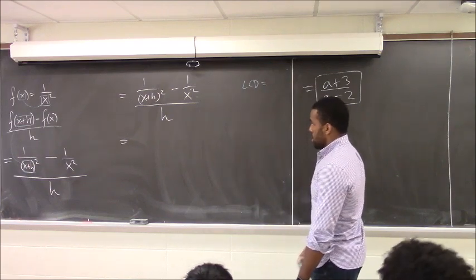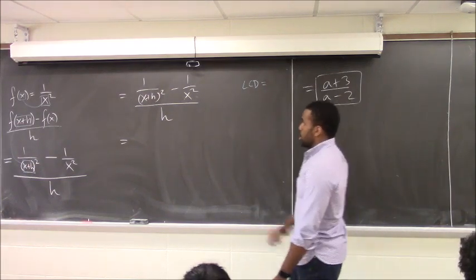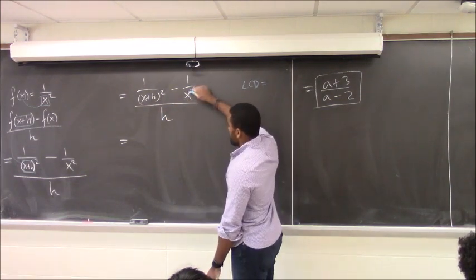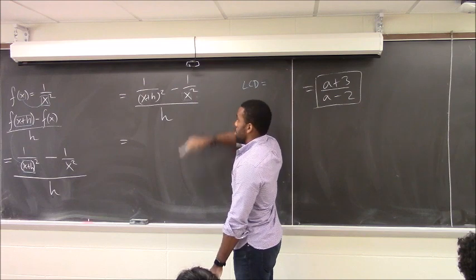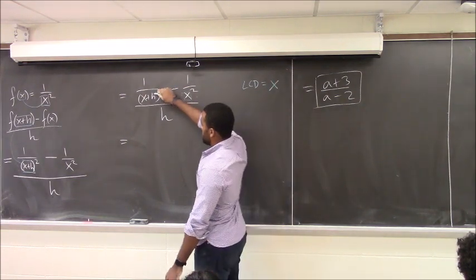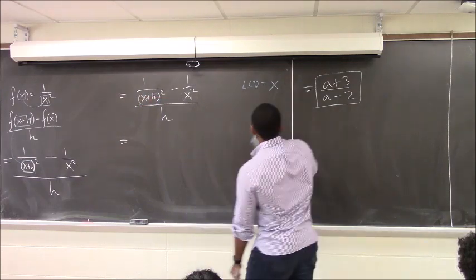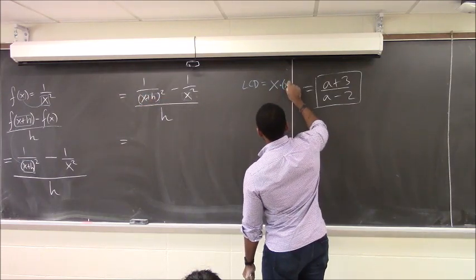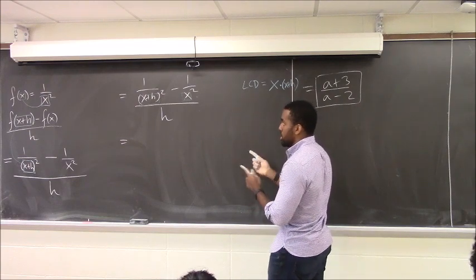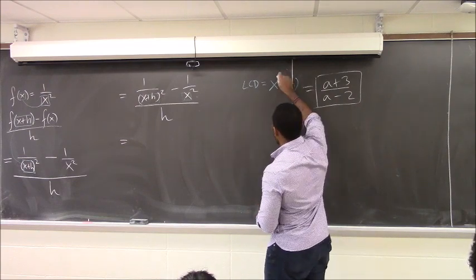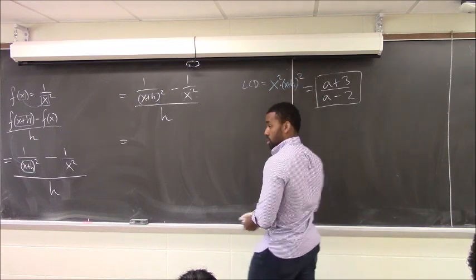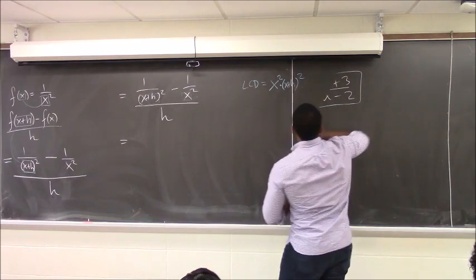So remember how the LCD was created. You look at all the factorings of the denominators, which these are already factored for you. There's a base x raised to the power 2, so there should be an x in here. There is also a base x plus h raised to the power 2, so there should be a base x plus h in here. Then you're going to look at the highest powers to which these appeared. As for x, the highest power that appeared was a 2. For the x plus h, the highest power that appeared was a 2. So the LCD is x squared times x plus h squared.